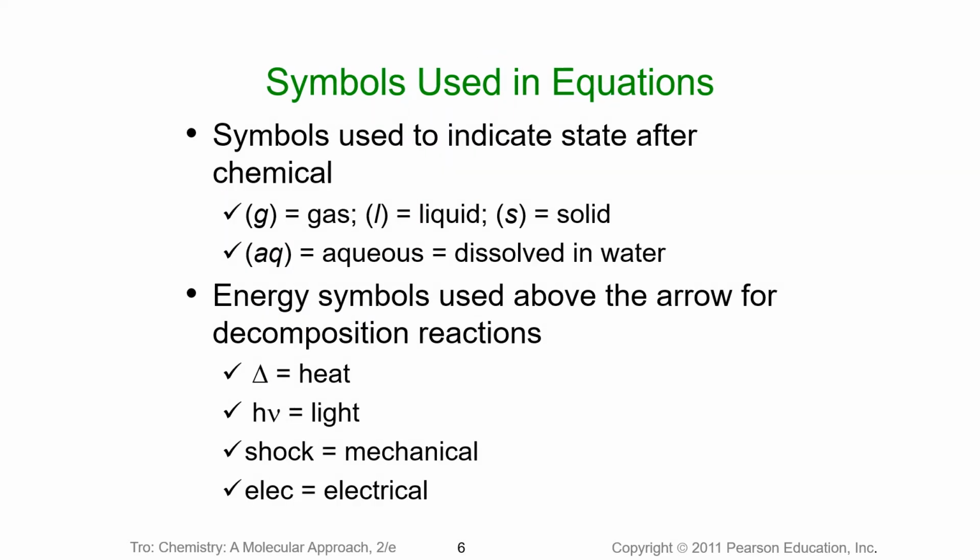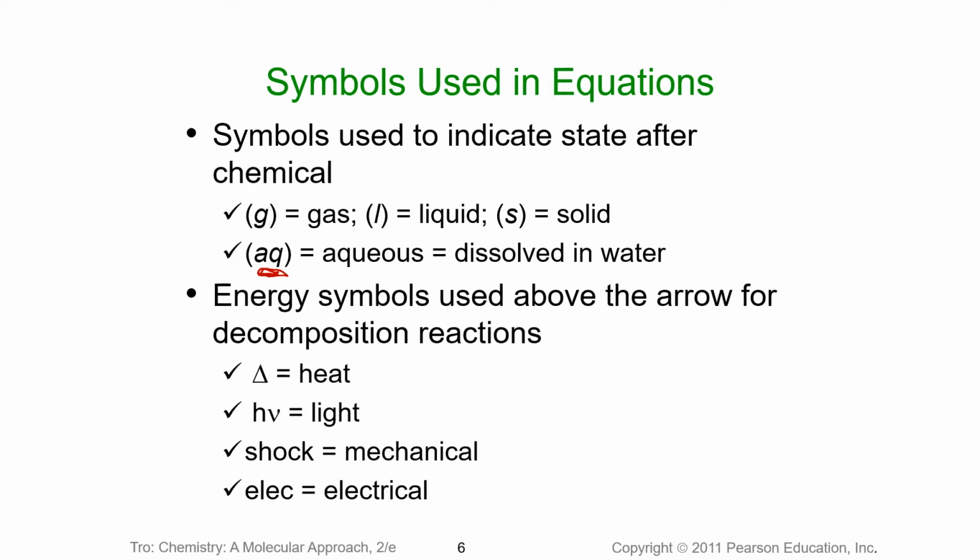We do have many symbols that we use for chemical equations to give us additional information. So if we want to represent the state of matter, we can use a G, an L, or an S to represent gas, liquid, or solid. We can use AQ, which we've seen before when we were talking about acids, and this means that it is dissolved into water in order to be present for our chemical reaction.